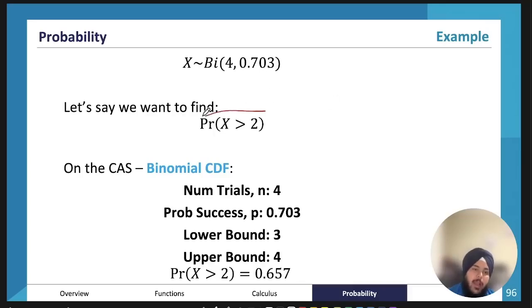However, if we're trying to determine what the probability of X being greater than 2 would be equal to, all we need to do again is use binomial CDF this time. This time the lower bound will be 3, because we're determining greater than 2. The upper bound will be the number of trials, which is 4. And this time we should get 0.657. So hopefully you are able to understand the difference between binomial PDF and binomial CDF.